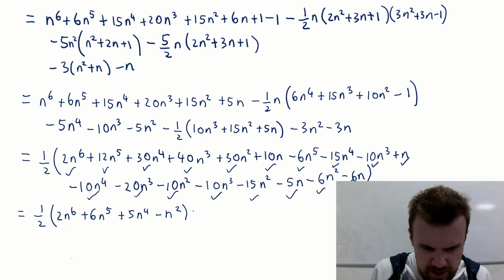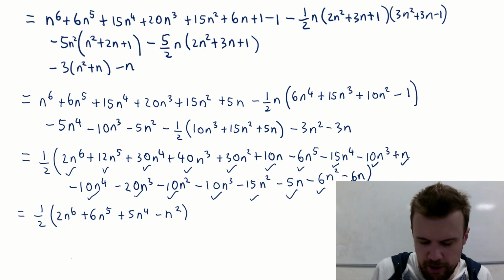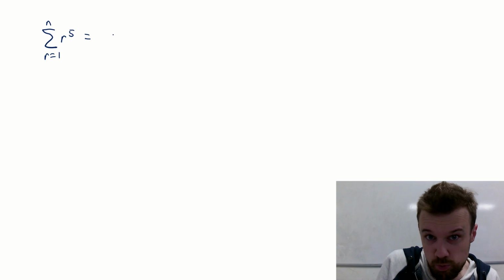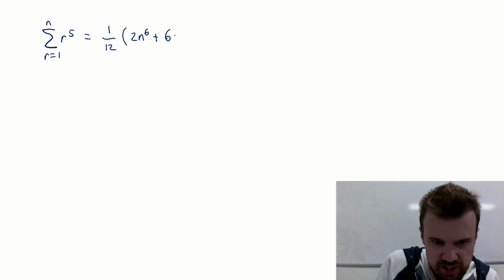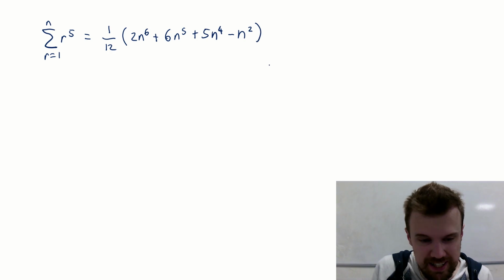And that means that we have found, of course, 6 lots of the series for r to the power 5, which now means that if we want the series for r to the power 5, it's just going to be that divided by 6 to get rid of that 1/6. So dividing that previous thing we had by 6, it was a 1/2 out the front, so now it's going to be 1/12 out the front, and then the same thing inside the brackets. So 2n to the power of 6 plus 6n to the power of 5 plus 5n to the power of 4 minus n squared. And the only thing left to do is basically factorize it.